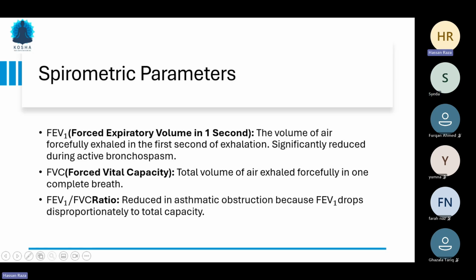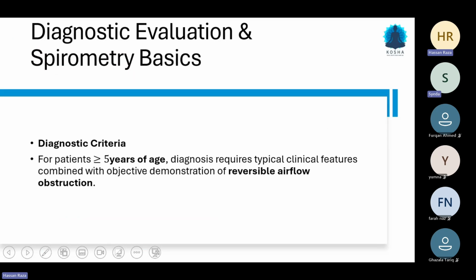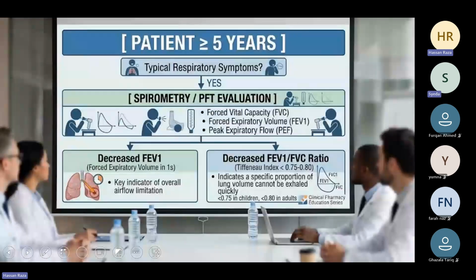So what we do is we divide FEV1 by FVC. Let's suppose a patient expels 75% or 80% of his air in the first second, then we will say that he does not have asthma. But if he is expelling less than 80% or less than 75% of the total air volume in the first second, then we will. Okay, there is a noise coming in. I should mute.